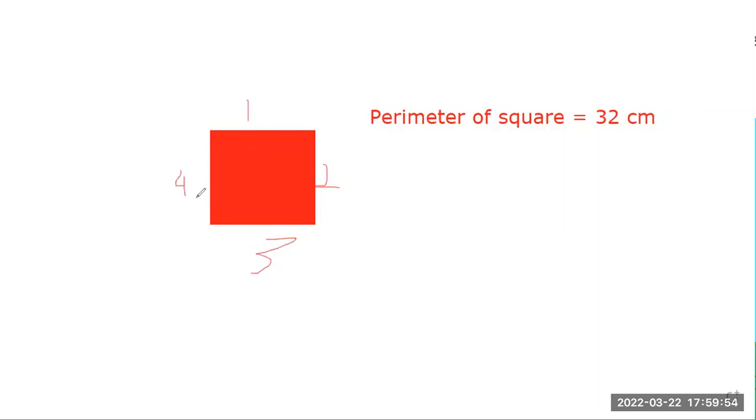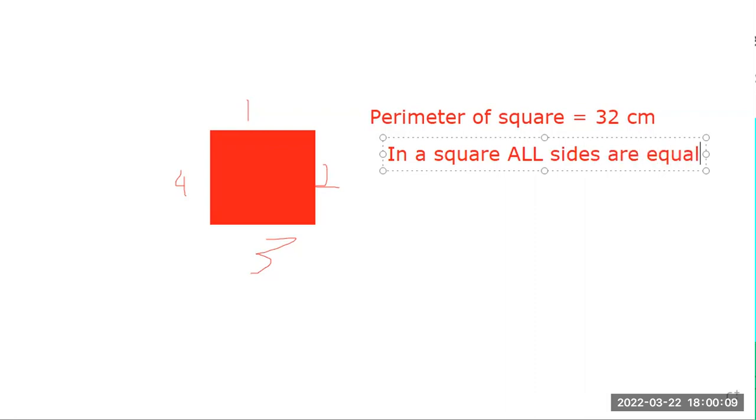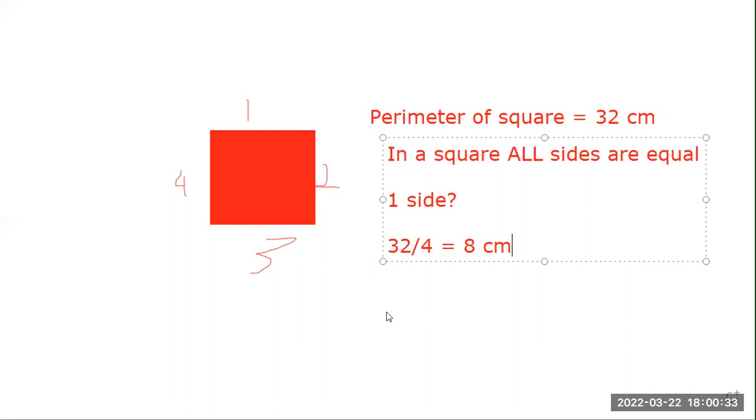So the four sides. But what is the property of a square that makes it unique? In a square, all sides are equal. That's the property that makes a square unique. So how do we find one side? If four sides, when you add them up, give you 32, how do you find one side? You would divide 32 by 4 to give you 8 centimeters. Now, before I proceed to do the last part of this question, let me know if you guys are confused at this step or if you follow it.